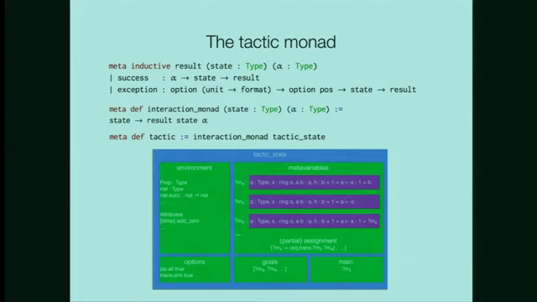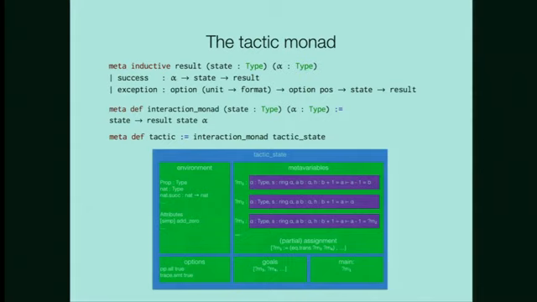Now that we saw how we reflect expressions, let's see how the tactic monad is represented. The first thing, we have an inductive data type called result that basically has two parameters, a state and a value in a type alpha to represent the result.